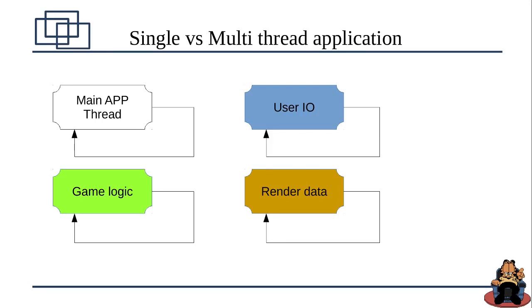Okay, and since each thread is running independently, there is no danger of lagging other threads. So, for example, if the logic is falling behind, we won't lose user IO. If the logic or the user IO is running slower, we can still render the data.